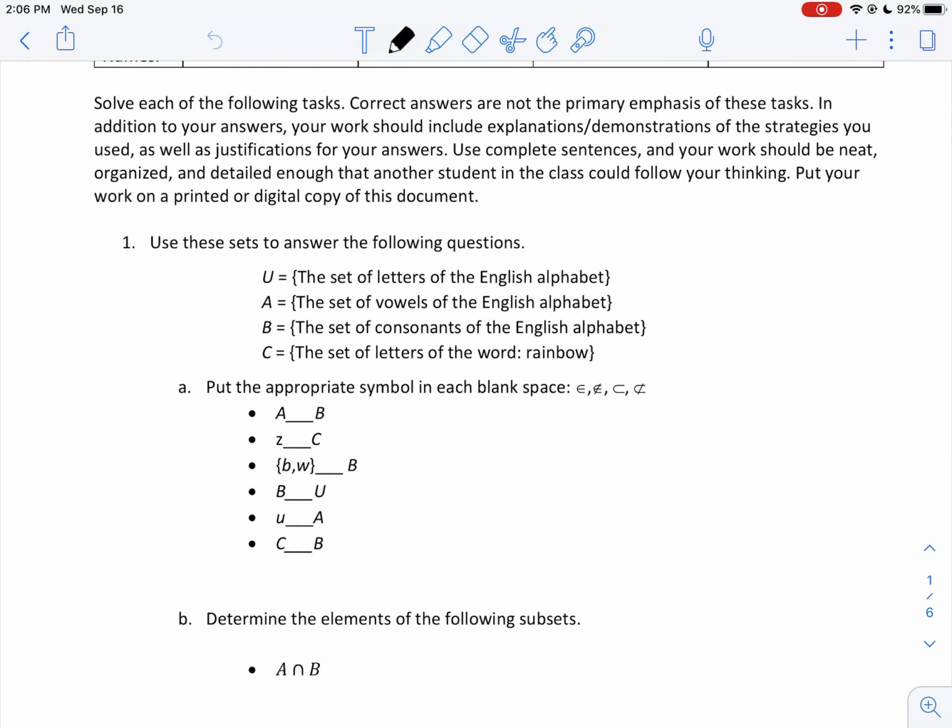Oops, I'm having trouble with my pen. Give me a second. Pen is not responding. There, now it should.